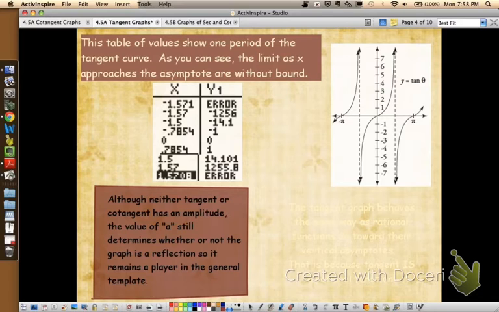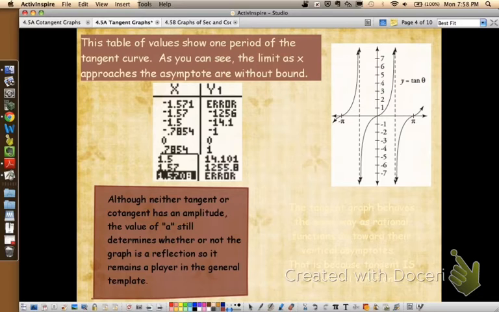And let's talk about the fact that the tangent curve will not have an amplitude. Amplitude, we know, is the max and min of the curve, but as you can see, this is a rational function. It has no floor or ceiling, so to speak, and so therefore its range is negative infinity to positive infinity. Therefore, that would be the reason why we wouldn't have an amplitude.